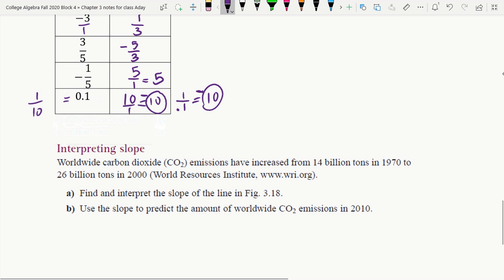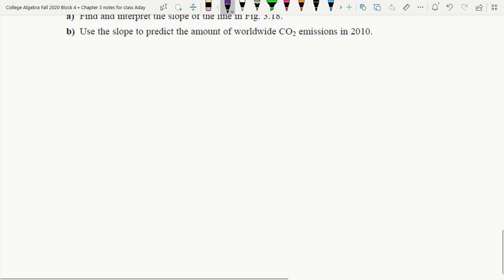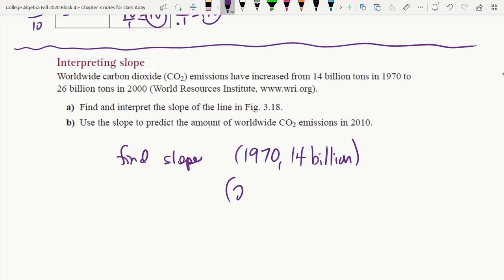All right, let's look at interpreting slope here. Worldwide carbon dioxide CO2 emissions have increased from 14.7 billion tons in 1970 to 26 billion tons in 2000. Find and interpret the slope in figure 3.18. Well, we don't have a picture. So we're going to find the slope. So we're going to say 1970 has 14 billion tons. And in 2000, we have 26 billion.